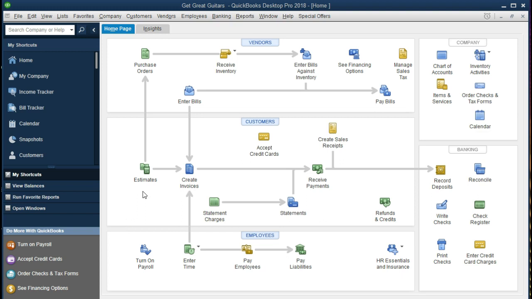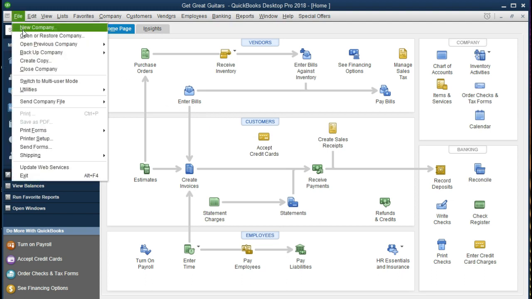If you've been working with us, we will be continuing on the Get Great Guitars problem here. If not, that's okay. We will be working on the receipt of payment and the deposit of payment. If you have access to the backup file up to this point in the problem, then you could restore that by going to File, Open or Restore, and restore the file.